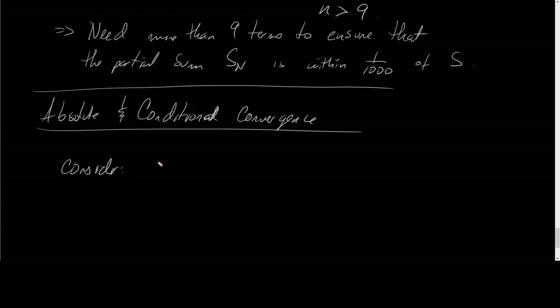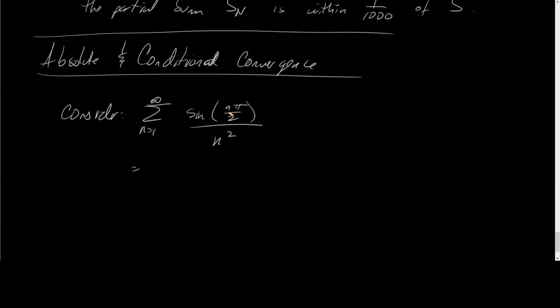Consider the series from 1 to infinity of sine of n pi over 2, over n squared. And let's see what our terms are. If I plug in 1, I have sine of pi over 2, which is 1, over 1 squared, which is 1. Oh, I didn't actually want to do pi over 2. I wanted to do pi over 3. So let's fix that before I get too much further. There we go, n pi over 3.